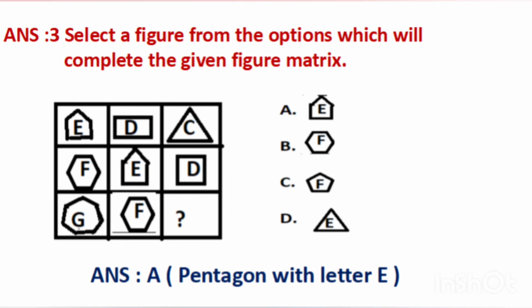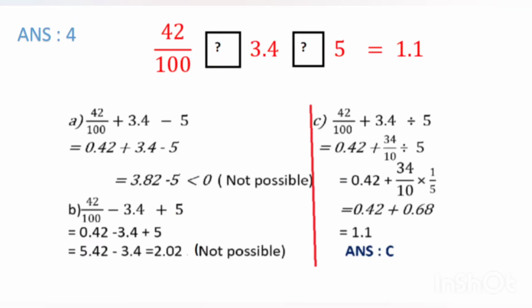Now let's see the explanation part of this. Here you have 42 upon 100, then box 3.4, then box 5 is equal to 1.1. In the boxes, you have to place the operators which are given in options A, B and C as shown here. A option you have plus and minus, which is shown over here. Now let's solve this part.